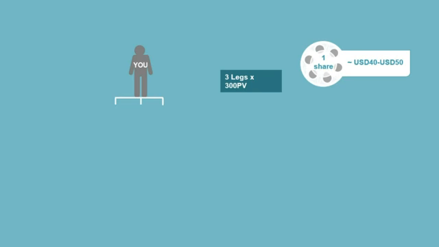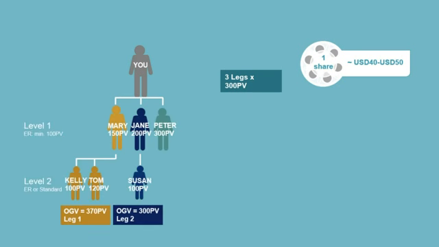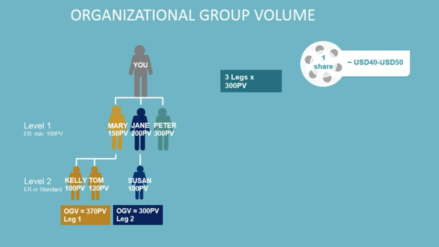So you have a leg under Mary, a leg under Jane, and a leg under Peter. Horizontally, they are known as levels, whereas vertically, they are known as legs. Mary's team volume of 370 PV is known as her OGV, Organizational Group Volume. Peter being just on his own for now, his PV and OGV are the same at 300 PV.